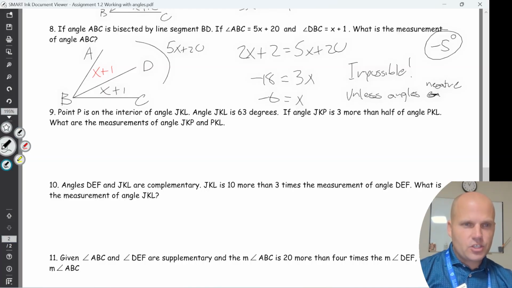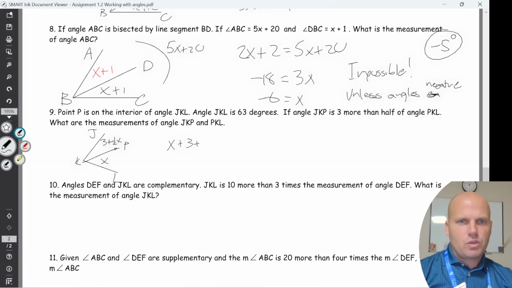Okay, we got question number 9. Point P is on the interior of angle JKL. JKL is 63 degrees. JKP is 3 more than half of the angle PKL. I'm going to put PKL as x, and JKP is 3 more than half of x. So x plus 3 more than half of x has to equal 63 degrees.